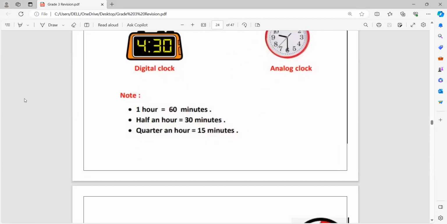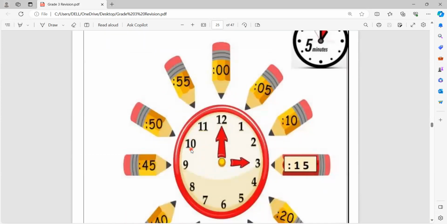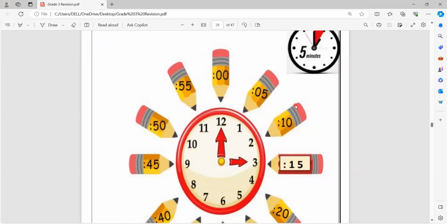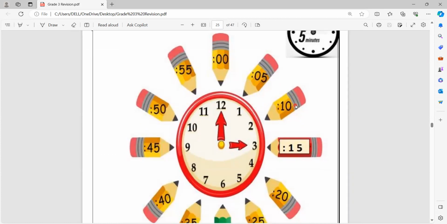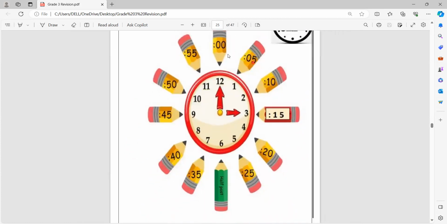Don't forget, 1 hour equals 60 minutes. And half an hour, when we say half, it means 30 minutes. When we have 15 minutes, it's called a quarter. And as we learned before, in order to find the number of minutes, we jump by 5, like if we are in timetable 5.